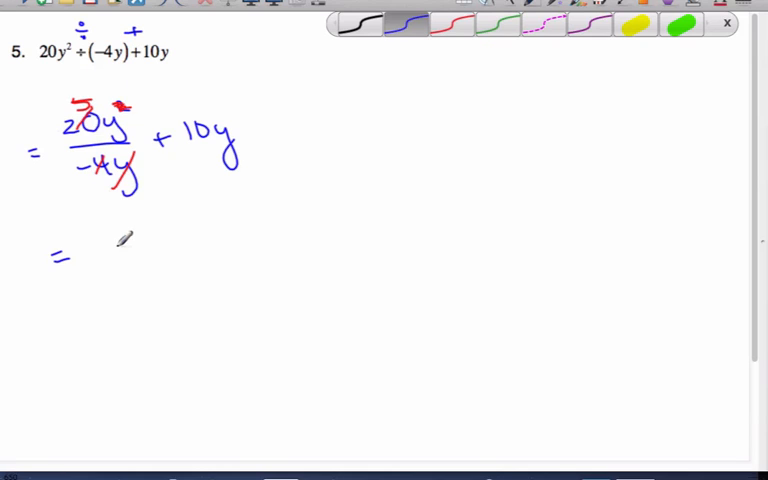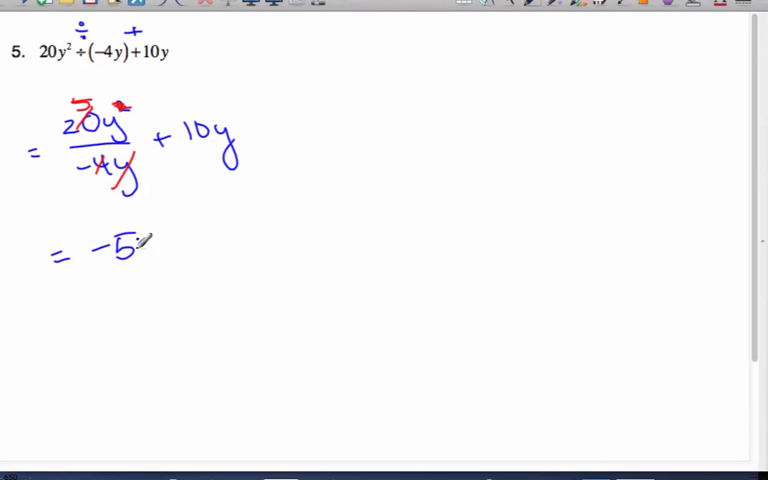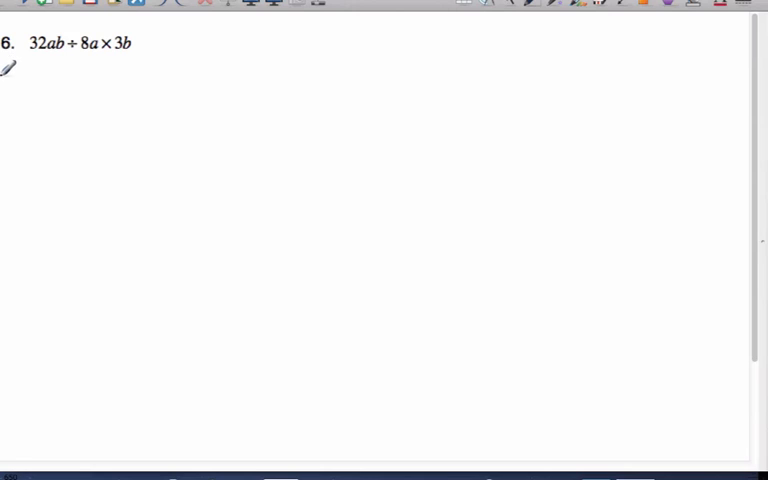So if I rewrite this, I can say negative 5y plus 10y. But those are like terms, so we can collect them and get negative 5 plus 10 is positive 5y.